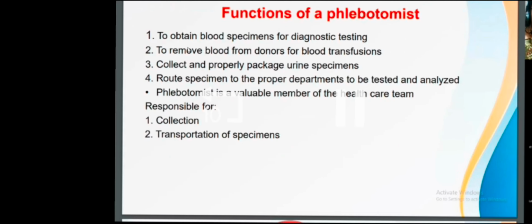Functions of a phlebotomist. What are all the functions? To obtain blood specimen for diagnostic testing. This is the primary role. To remove blood from donors for blood transfusion.